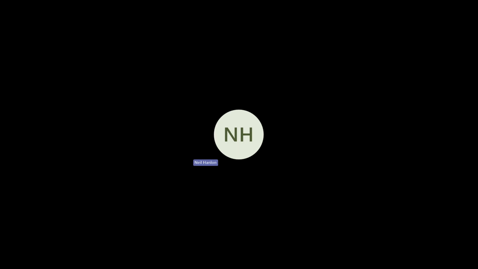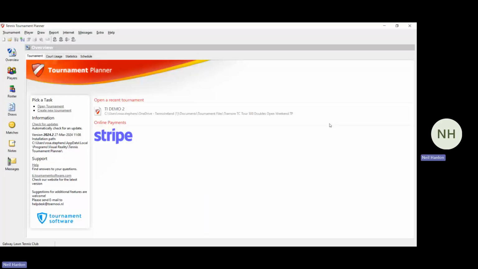This section of the course will deal with tournament software, how to set up a tournament, draws, seeds, rules, regulations, how to input all the information you need for your events. So first of all, you start by opening your tournament planner and clicking on Create New Tournament.